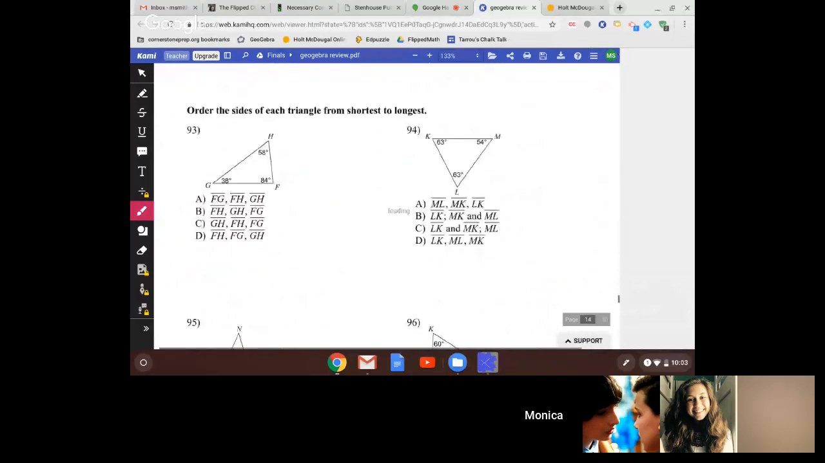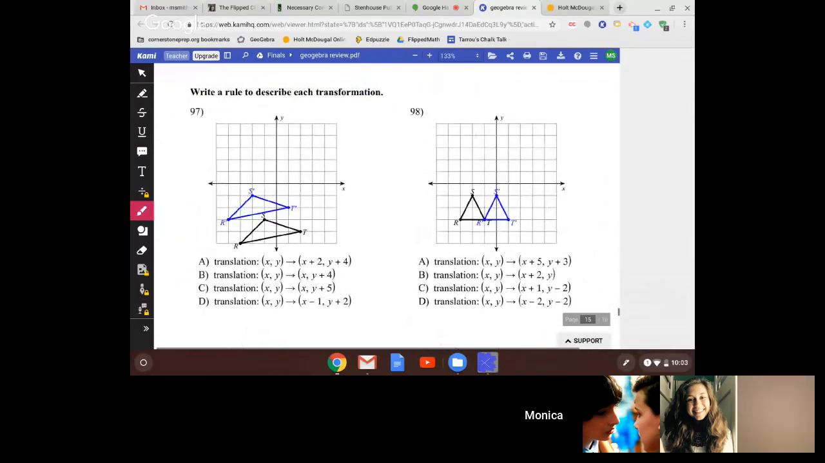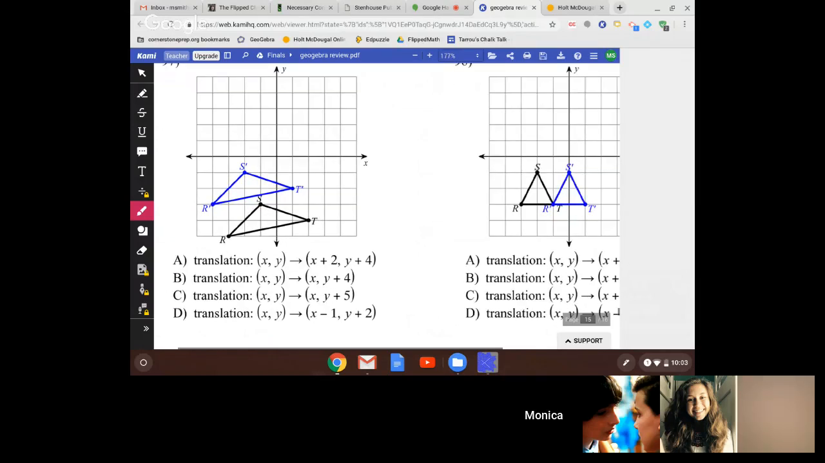Okay, so number 97 is transformations, okay? And you need to write the rule to describe each transformation. So since my copy is in color, it's a little bit easier to see, but let me zoom in. What you're supposed to do is look at the original, which is the black triangle here, and see what you do to shift it to where the blue triangle is.